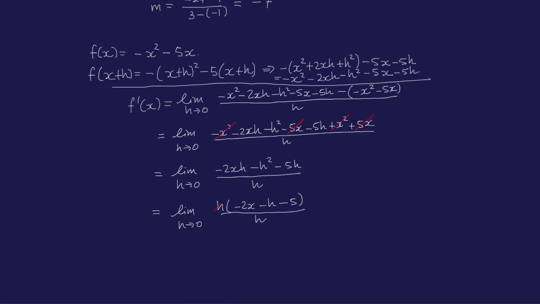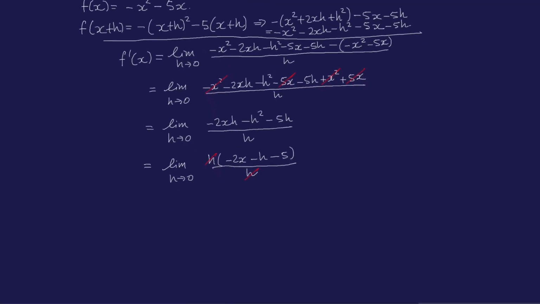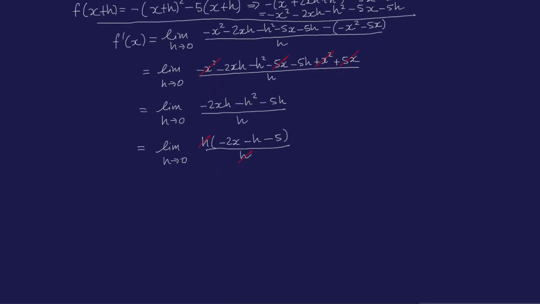So that can disappear. And now since I've cancelled the h in the denominator, I can now drop my limit. So this will be minus 2x minus 0 minus 5. So f prime x is going to equal minus 2x minus 5.